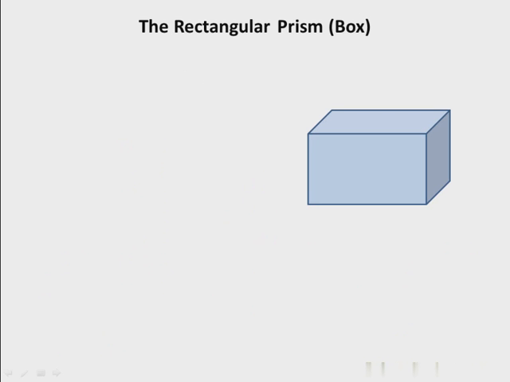The rectangular prism, or the box. The box is very similar to the cube, except that the 3 dimensions can be different. Here we'll call them the length, the width, and the height. The width is also called the breadth. Again, I draw the hidden lines to show the other 3 sides.